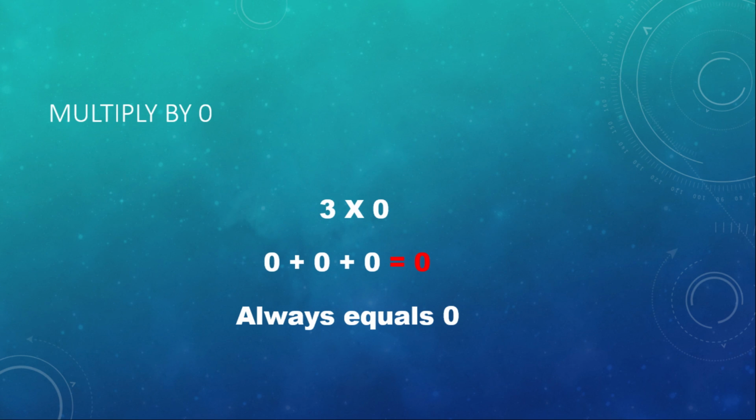Any number multiplied by 0 always equals 0. For example, 3 times 0. 0 plus 0 plus 0 equals 0.